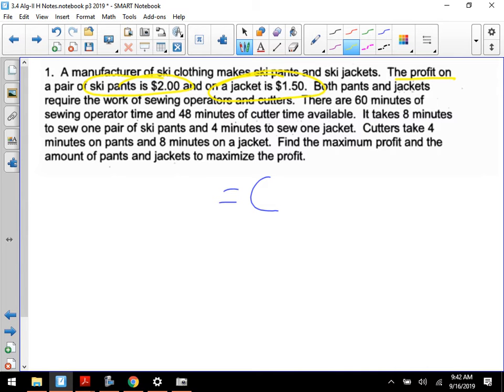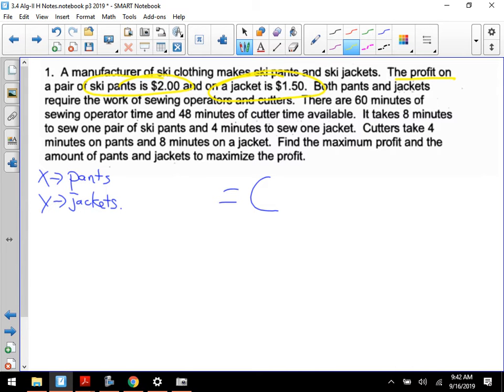What you're doing is you're saying that x is going to be pants, and y will be jackets. And that's fine. What we're doing here is we're defining the variable. You're letting yourself know which one's which. By doing that little quick step, it will help you not to mix up your graphs. You keep things straight this way.